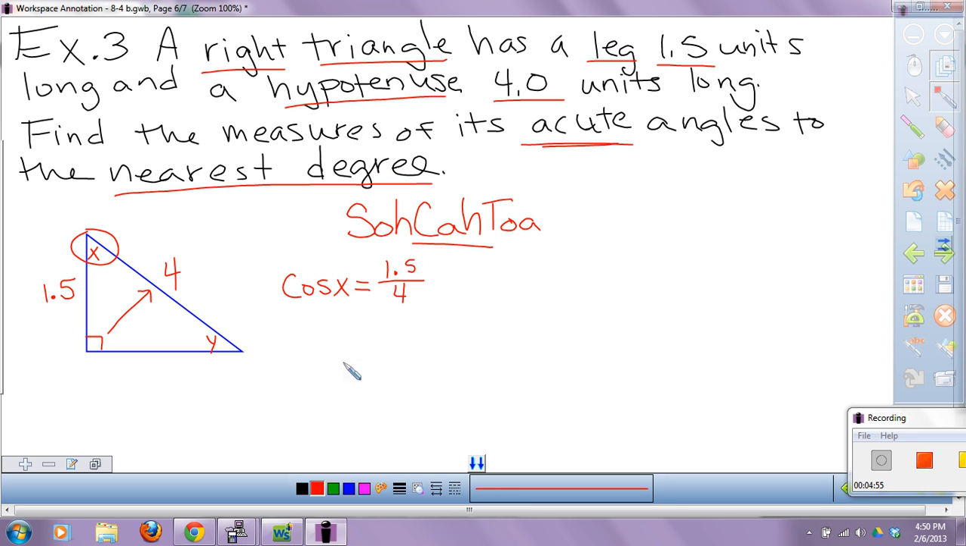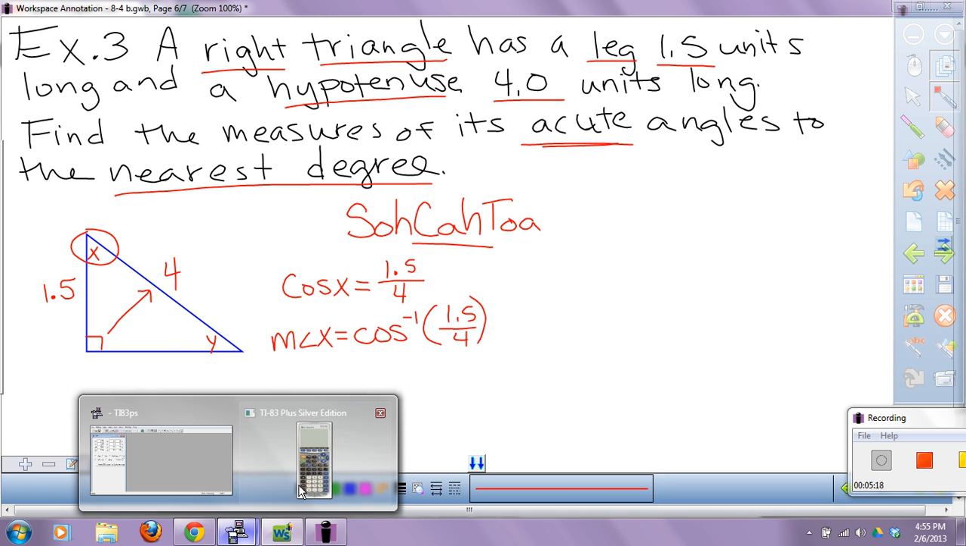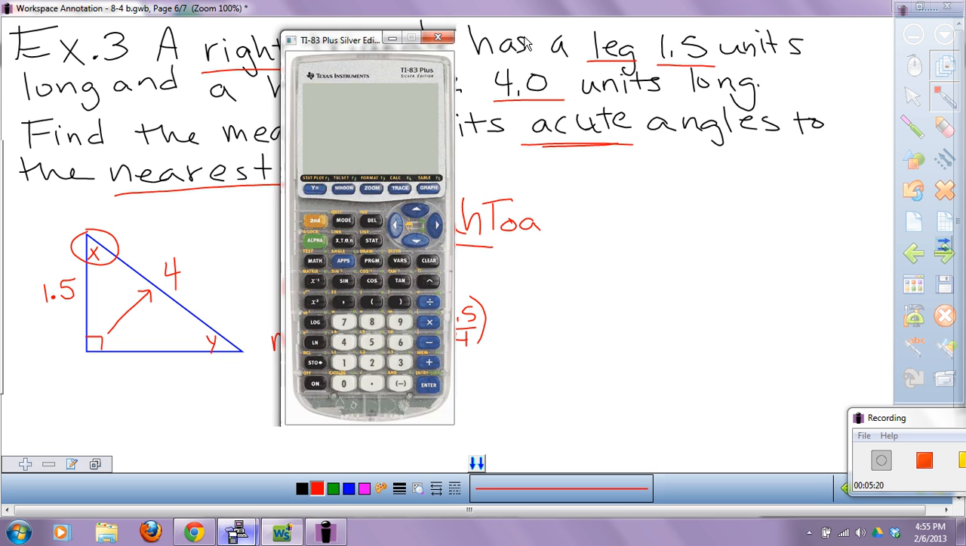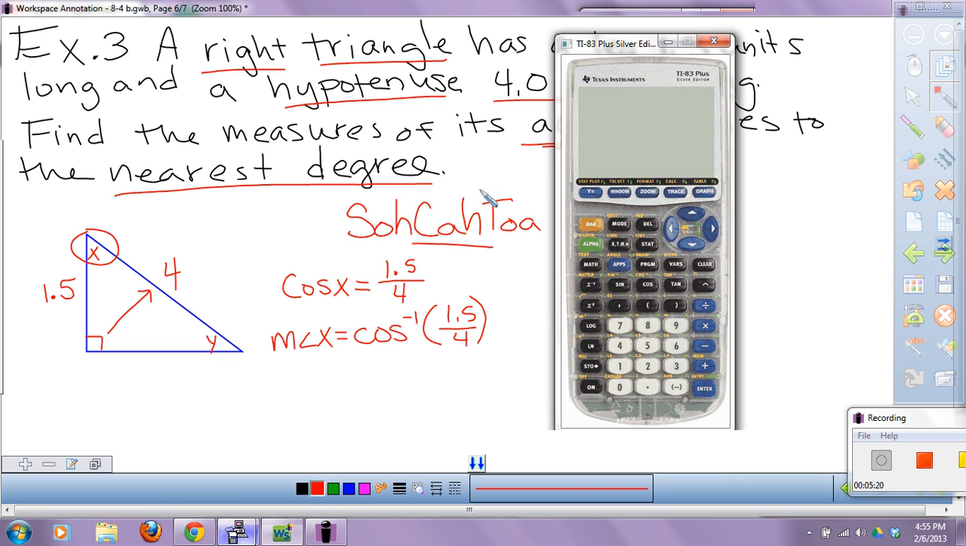Just like we did with tangent, if you're going to find an angle measure from the sine, cosine, or tangent of an angle, you have to do the inverse. So to find the measure of angle x, we do the cosine inverse of our ratio, 1.5 divided by 4. Let me bring up my calculator so we can do that. If you haven't already gotten a calculator, now would be a good time to get a graphing calculator.